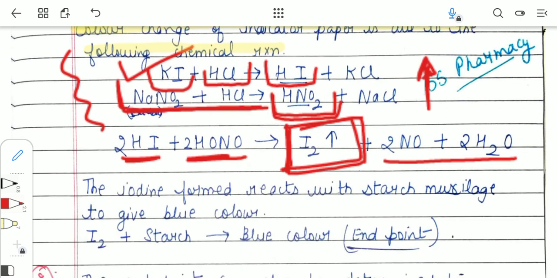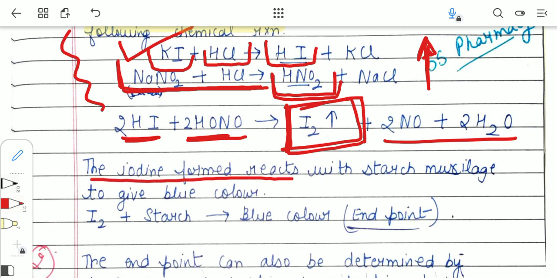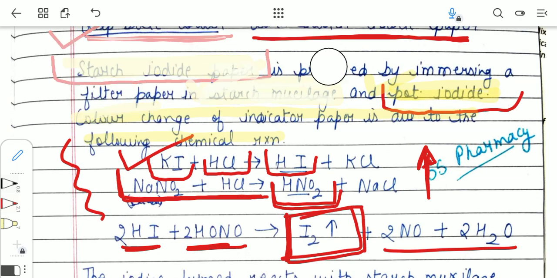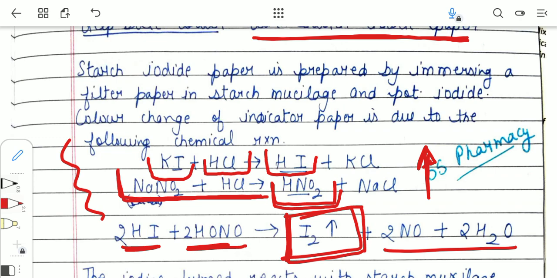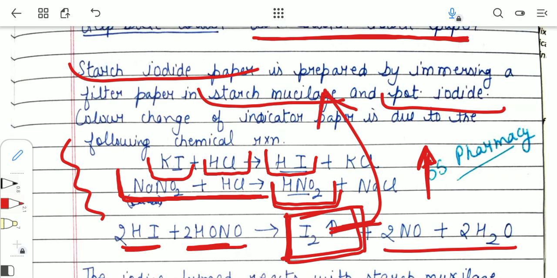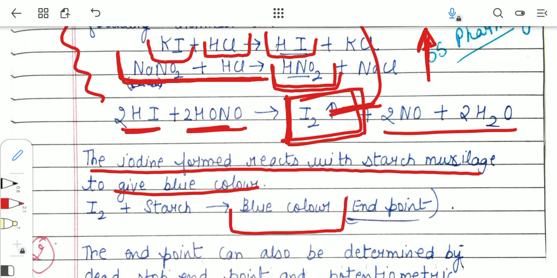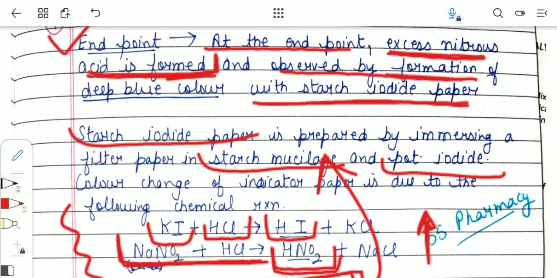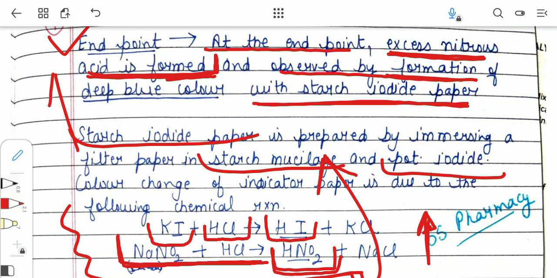When the iodine is liberated, the iodine formed reacts with the starch mucilage to give blue color. Just now I said that this starch iodide paper is made up of starch mucilage and potassium iodide. The iodine which is liberated reacts with this starch mucilage to give us blue color, and that blue color marks the end of the titration. I hope it is clear how exactly we get this endpoint. This is the first way of getting the endpoint: when the endpoint is reached, there is an excess of nitrous acid in the solution, and that excess can be determined by the change in color using starch iodide paper.